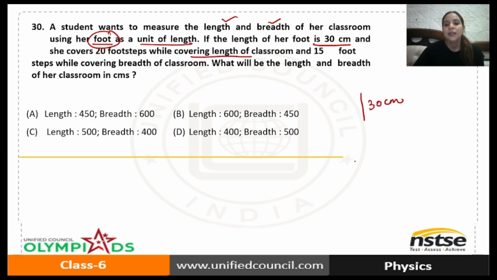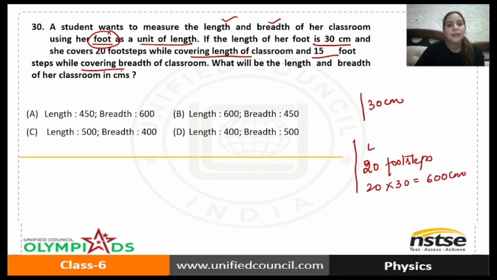Let's say that she covers the length using 20 footsteps. So 20 footsteps, and one footstep is 30 centimeter, so that means it will come out to be 600 centimeter. Then 15 footsteps while covering the breadth, and each footstep is 30 centimeter long. So that comes out to be 450. So the breadth will be 450.